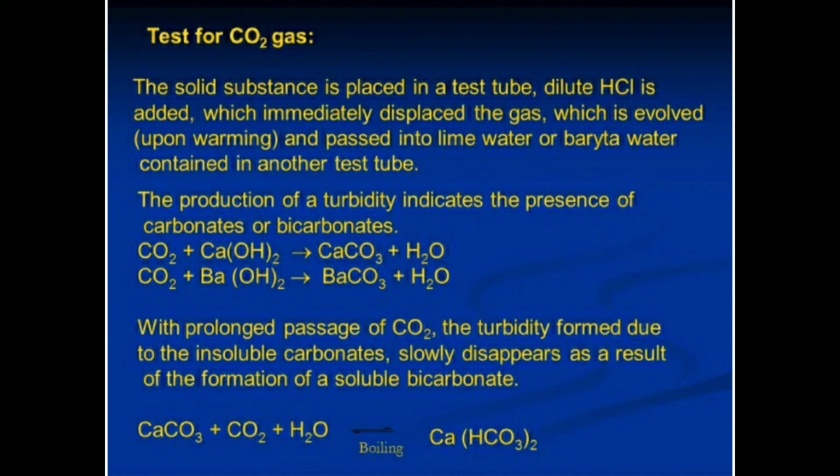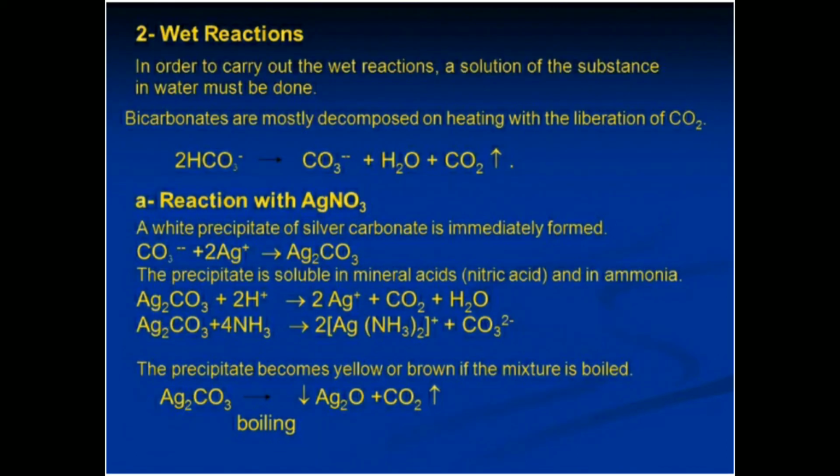CaCO3 + CO2 + H2O ⇌ Ca(HCO3)2. Wet reaction. In order to carry out the wet reaction, a solution of the substance in water must be made. Bicarbonates are mostly decomposed on heating with the liberation of CO2: 2HCO3- → CO3 2- + H2O + CO2. Reaction with AgNO3: a white precipitate of silver carbonate is immediately formed.